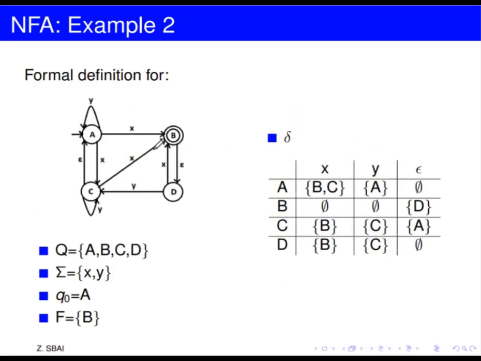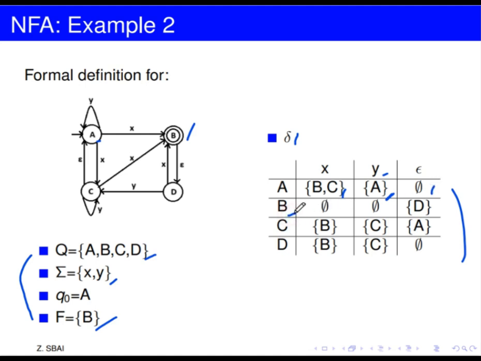Let's take another example of a non-deterministic finite automaton, and let's write its formal definition. We have here the set of states A, B, C, and D. The symbols here used are X and Y. The initial state is A. The final state is the state B. For the transition function, we may write here the transition table showing that from A, if we read the symbol X, we'll go to either B or C. So we will write here the set of states B and C. From A with the symbol Y, we will write here only the set containing the state A. With epsilon, there is no arc going out of this state, so we'll write here empty set.